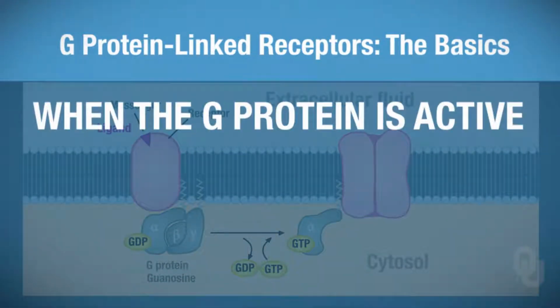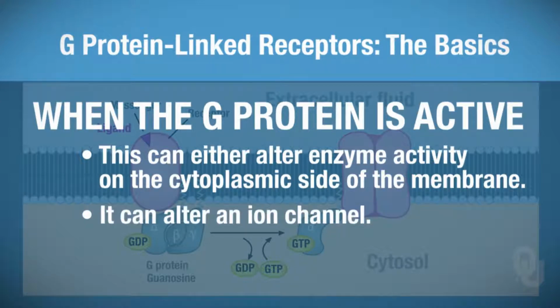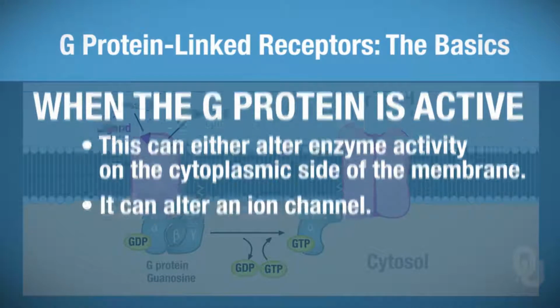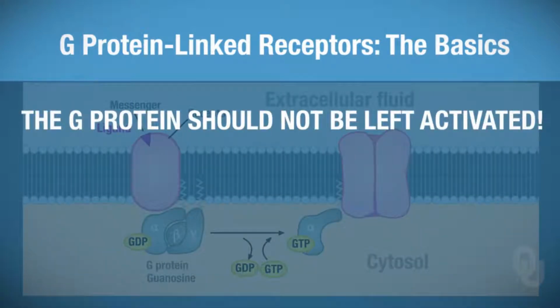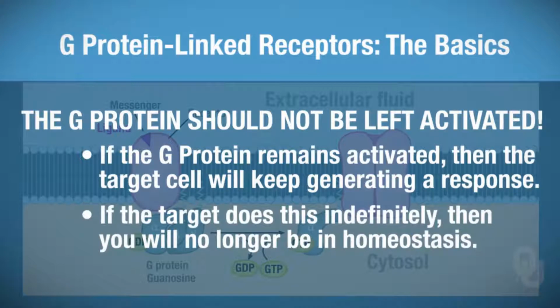Now, when this G protein is active, it can either alter enzyme activity on the cytoplasmic side of the membrane, or it can alter an ion channel. Once again, we'll come back to that later. Now, you shouldn't leave your G protein activated, correct? Because if the G protein remains activated, then the target cell keeps making a response, and you don't want the target cell to continue to do that indefinitely, because then you're no longer in homeostasis.